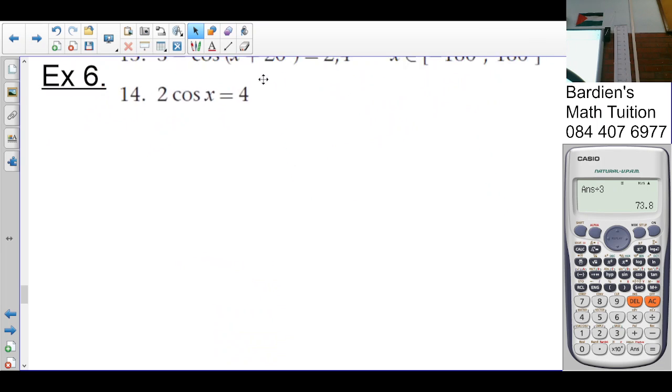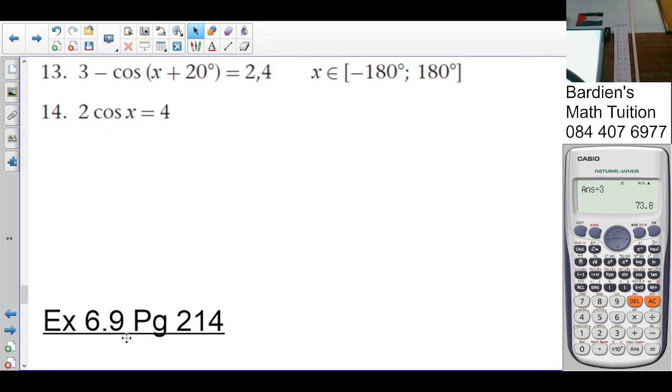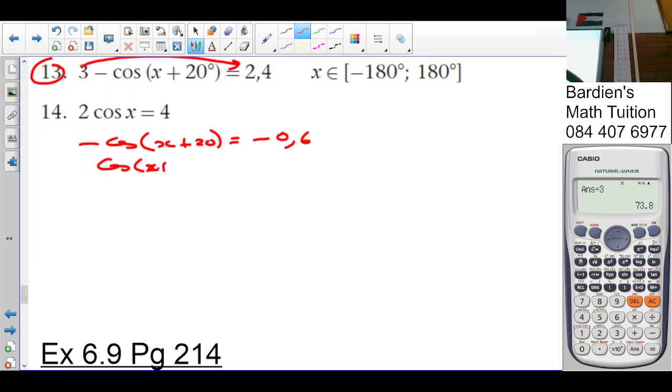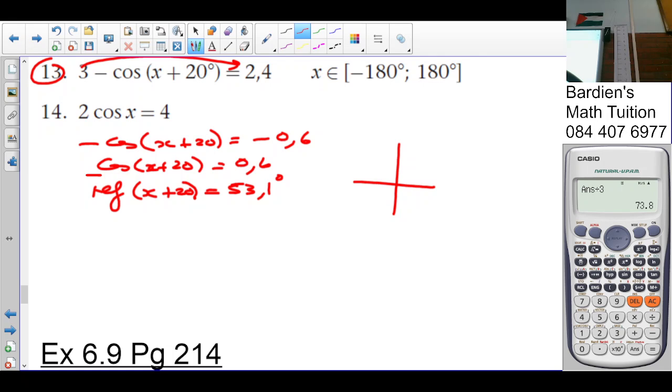Number 13. So firstly we're going to take the 3 over. It's negative cos x plus 20 equals negative 0,6. Not so. Now I divide by negative 1, so then cos x plus 20 equals 0,6. That is 3 over 5. So arccos of 0,6 or 3 over 5 gives me a reference angle of 53,1 degrees. Question that should come to mind: which quadrant is cos positive? Just before we apply the arccos, it was positive.